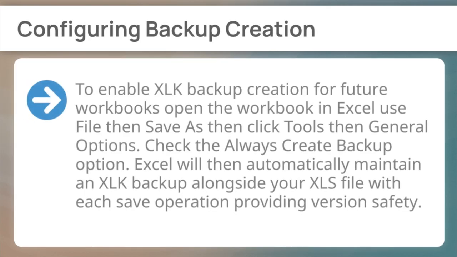Finally, configuring backup creation. To enable XLK backup creation for future workbooks, open the workbook in Excel, use File, then Save. Then click Tools, then General Options. Check the Always Create Backup option. Excel will then automatically maintain an XLK backup alongside your XLS file, with each save operation providing version safety.